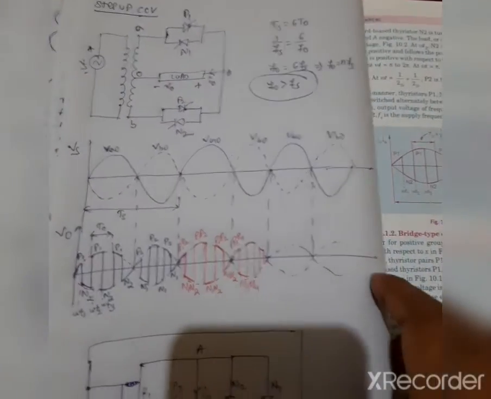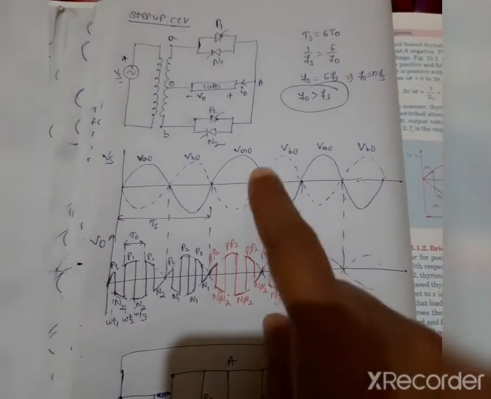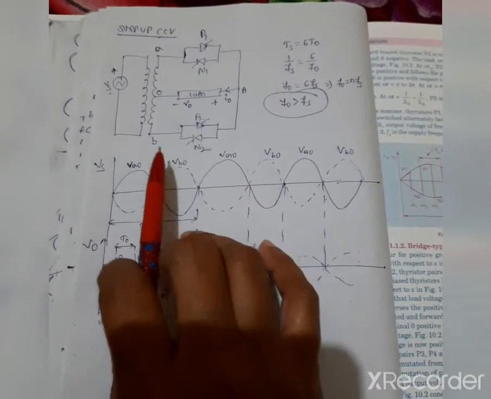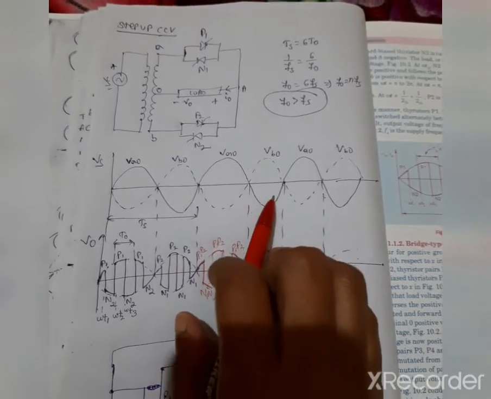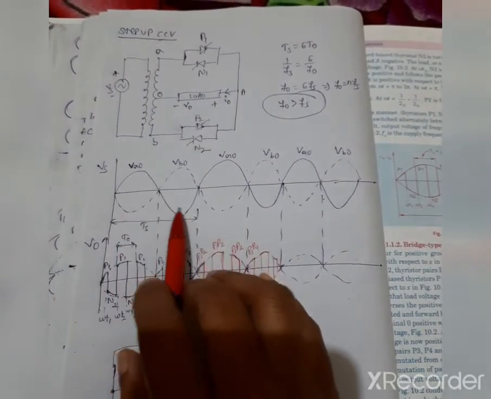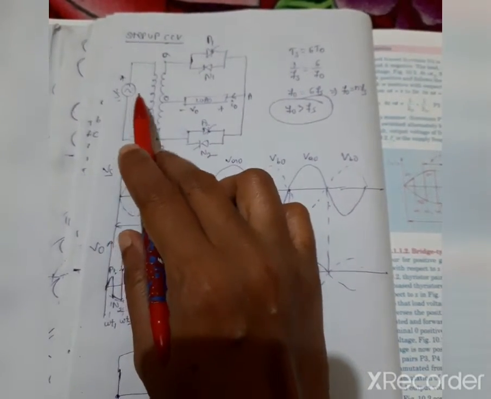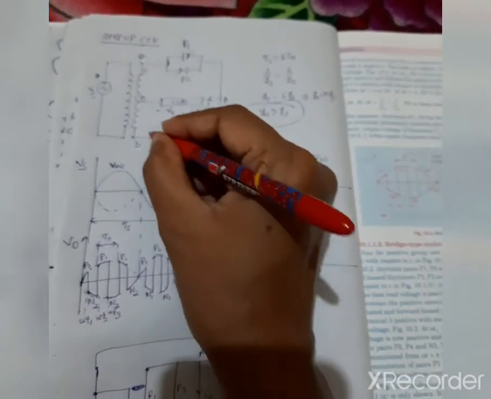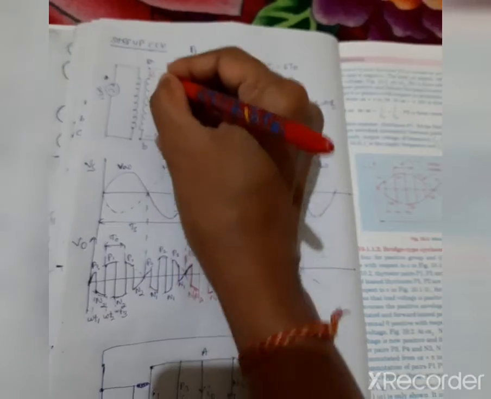So for the step up cycloconverter, for simplicity, I have drawn the circuit diagram for the midpoint type. This is for the step up cycloconverter. These are the supply Vs and this is the Va0. When the positive half cycle appears across here, this point is positive and this is negative, and when the negative half cycle appears across here, then this is positive and this is negative.